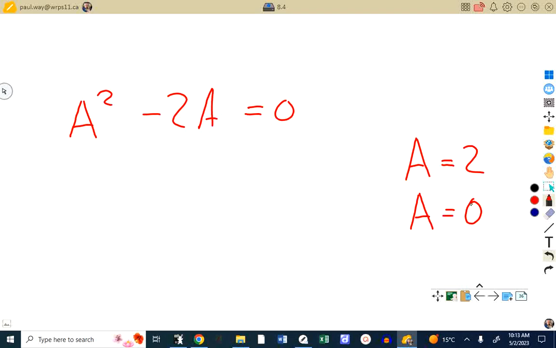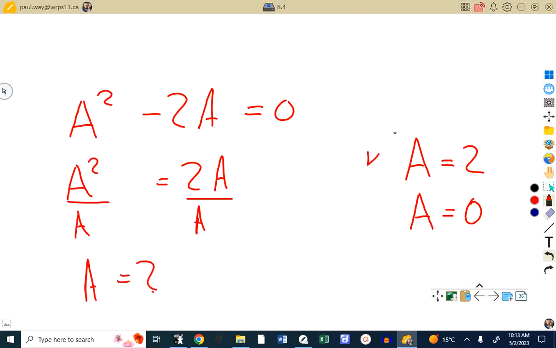If you do what you want to do, and it's a common thing that sometimes happens, and you move the 2a over, and you say, I'm going to divide both sides by a, I'm left with a equals 2, but I've lost the other solution. We're not allowed to divide out variables, because variables are linked to solutions.